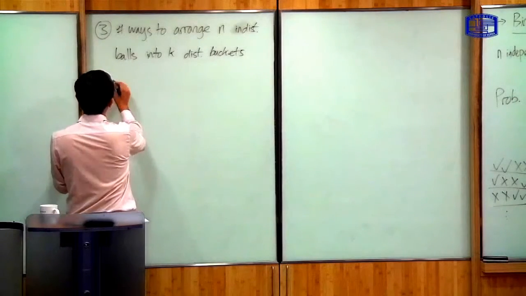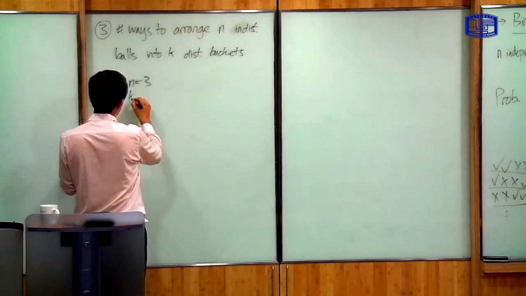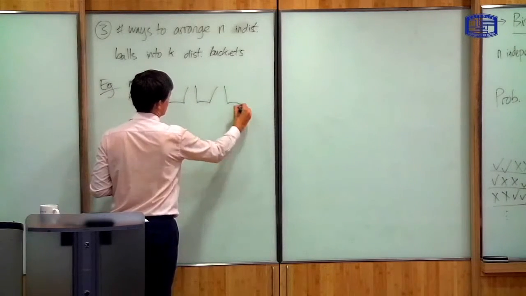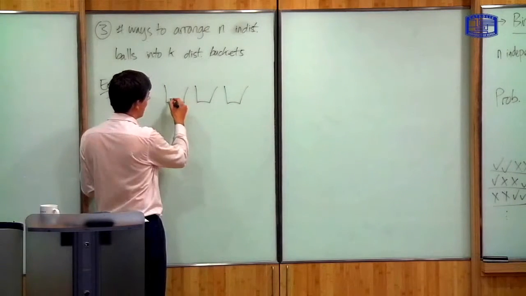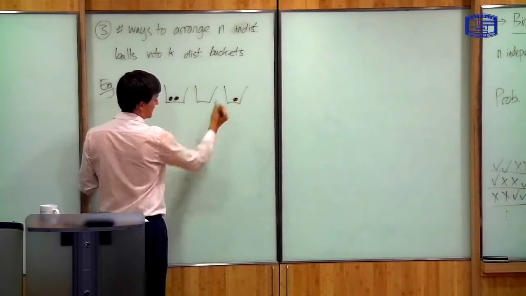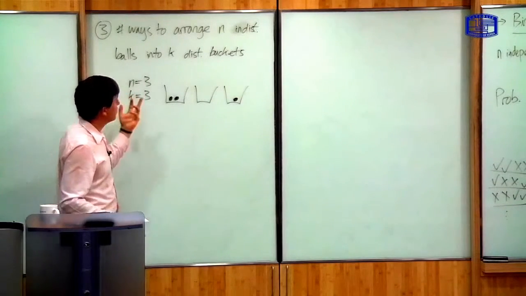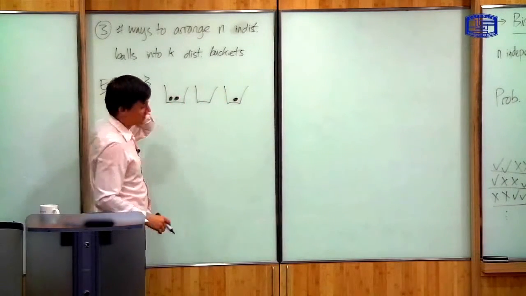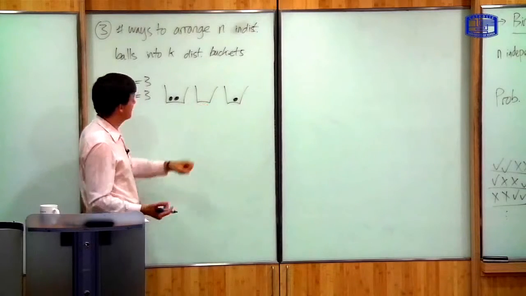So, again, let me draw an example to make it clear. Suppose that I have 3 balls and 3 buckets. So I have 3 buckets like this, and I have 3 balls. Let's make them black to save pen swapping. And how can I arrange them? So for example, I could decide to put 2 balls in the first bucket and 1 ball in the last bucket. The balls are indistinguishable, so it doesn't matter which ball I put where. But the buckets are distinguishable. That means I can tell that this bucket has 2 and this bucket has 0. How many ways are there?